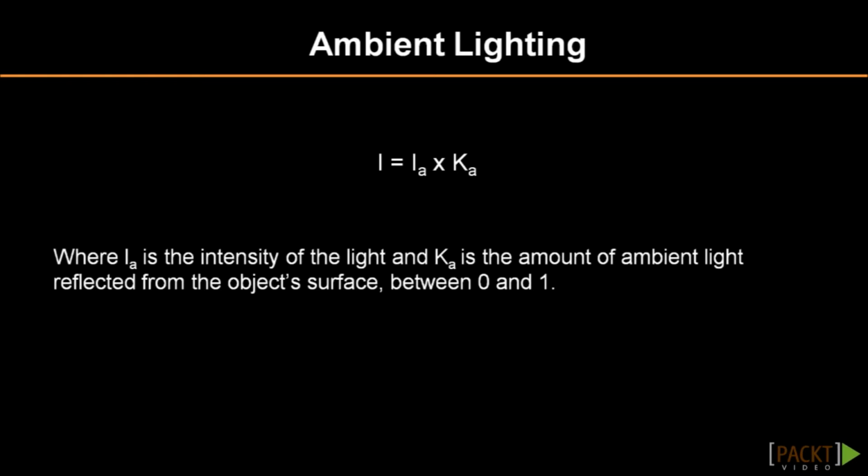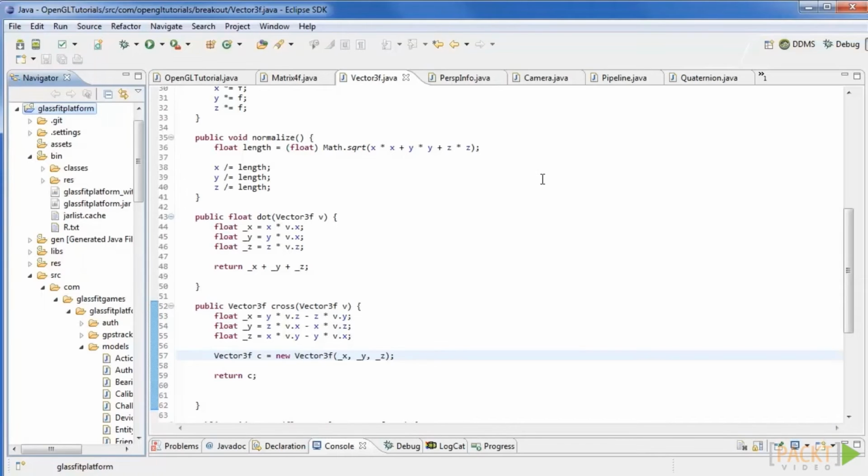The equation for this term is here, where IA is the intensity of the light and Ka is the amount of ambient light reflected from the object surface between 0 and 1. Our first step is to alter our shader helper class so that it is more suited to new shaders.